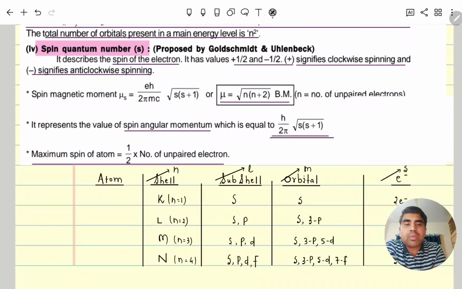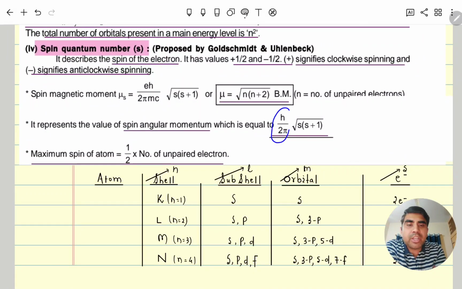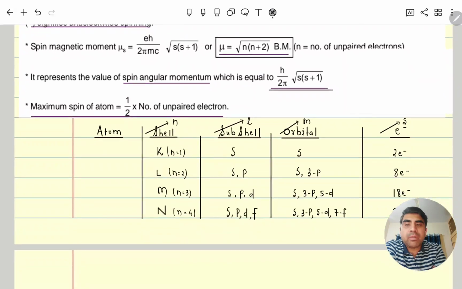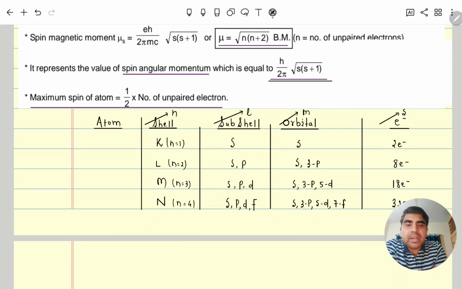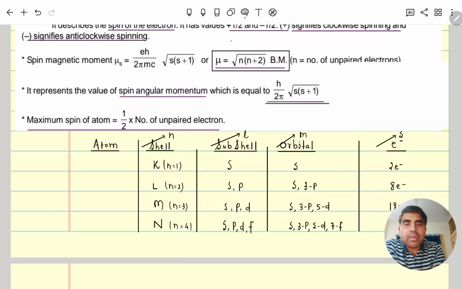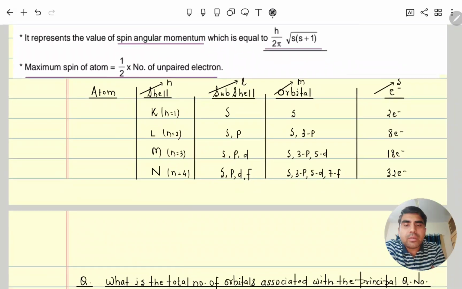Next is spin angular momentum. Spin angular momentum is h by 2 pi, and there, for orbitals, it was L into L plus 1. Here it is S into S plus 1. S is what? Spin multiplicity. The maximum spin in any atom is just half into the number of unpaired electrons. Maximum questions you will get on this formula, and a few on the others, but you can keep all those formulas in your mind.